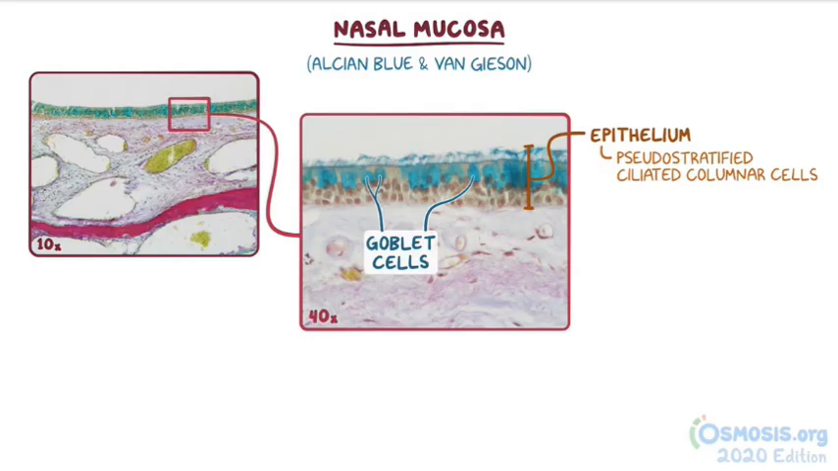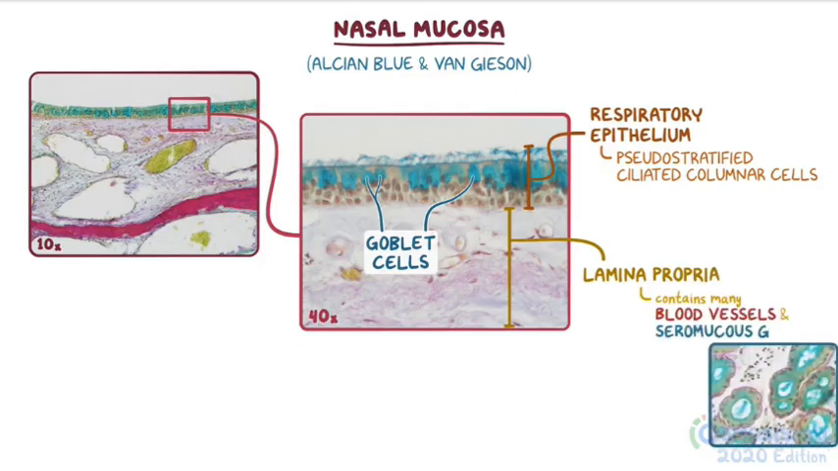This epithelium is also referred to as respiratory epithelium, and can generally be found in the conducting portions of the respiratory tract. The supporting connective tissue, called the lamina propria, is deep to the epithelium and contains many blood vessels and seromucous glands.